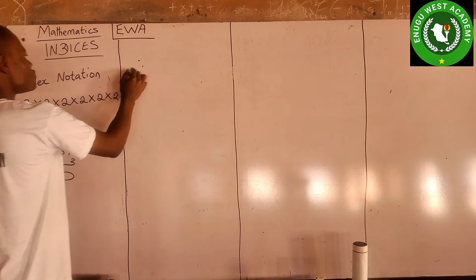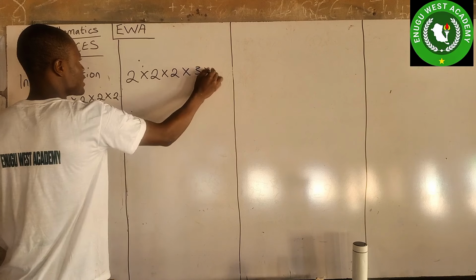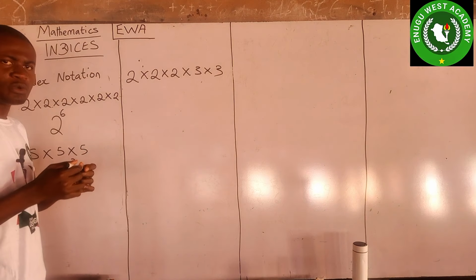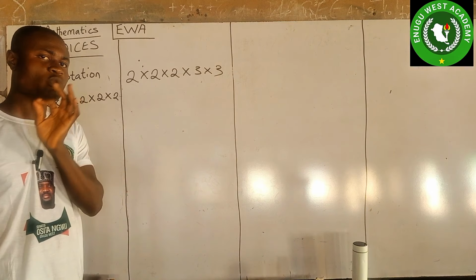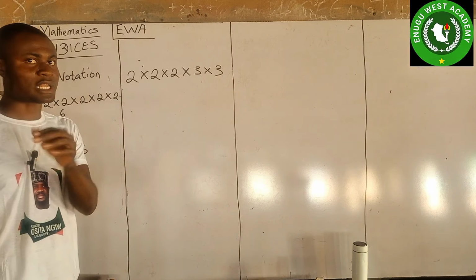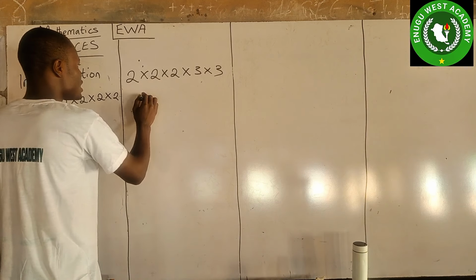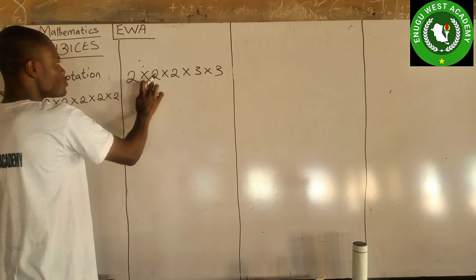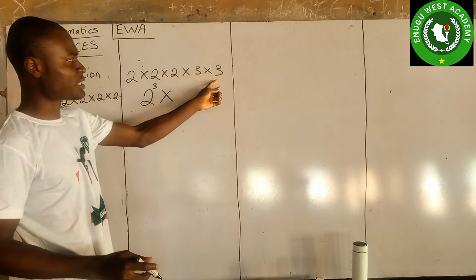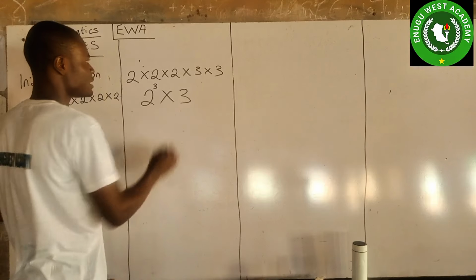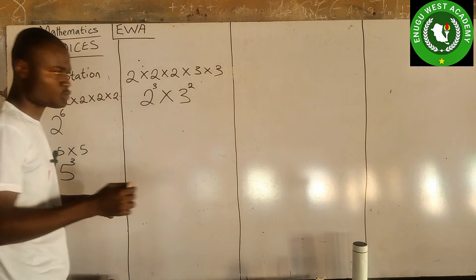Similarly, if you have 2 times 2 times 2 times 3 times 3, you notice that we have 2 and we have 3. Remember, index notation only focuses on shortening the product of numbers that are the same. So since I have 2, I'll write 2. How many 2s? 1, 2, 3. It will be 2 raised to power 3. Here I have 3, I will write 3. How many 3s are there? We have 1, 2. So 3 raised to power 2.